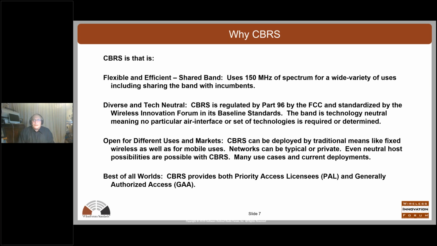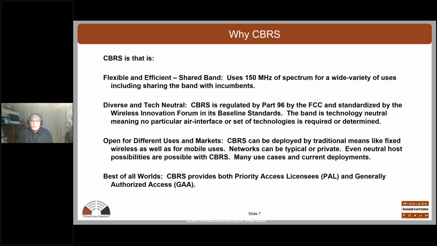And what that means is that there can be all kinds of different equipment, there can be all kinds of different interfaces, and there can be all kinds of different uses. And they have to sort of live together in coexistence. And we'll talk a little bit about coexistence. And it's open to various markets.